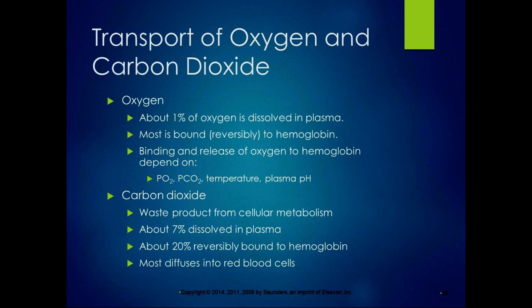Carbon dioxide is our waste product from cellular metabolism. About 7% of it is dissolved in plasma, and about 20% of it is bound to hemoglobin. And most of it diffuses into red blood cells.